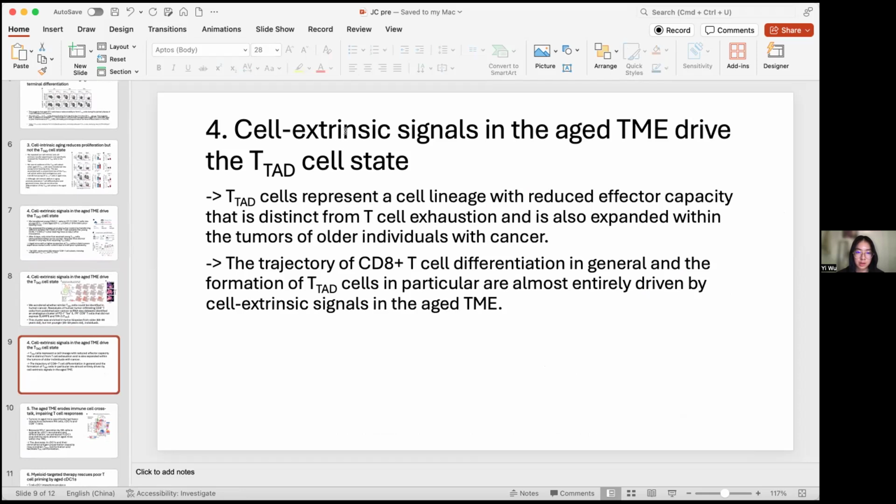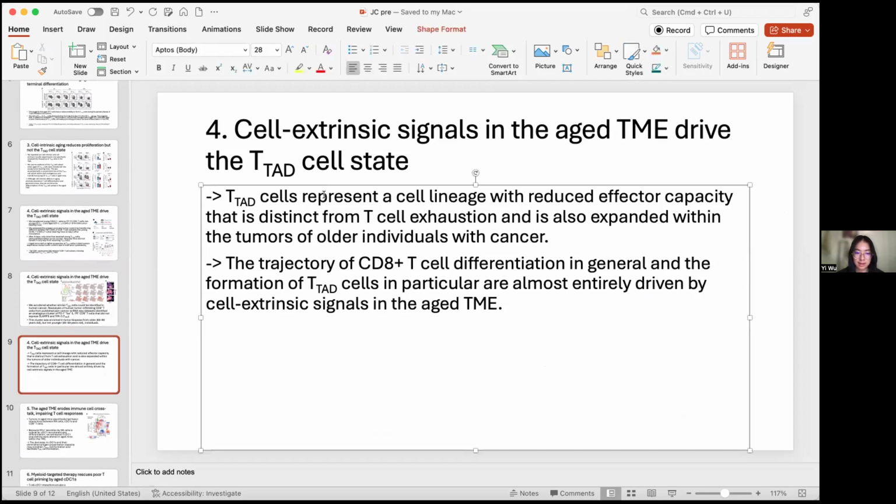So this part is really important for the whole paper. They found that T-TAT cells represent a cell lineage with reduced effector capacity that is distinct from T cell exhaustion and is also expanded within the tumors of older individuals with cancer. That is to say, T cell exhaustion is found in younger individuals, in T cells that have already done their work and therefore lost their ability. But T-TAT cells cannot do their job; they have reduced effector capacity, so the two are different. They want to prove that this new cell population they found is unique to the aged group.